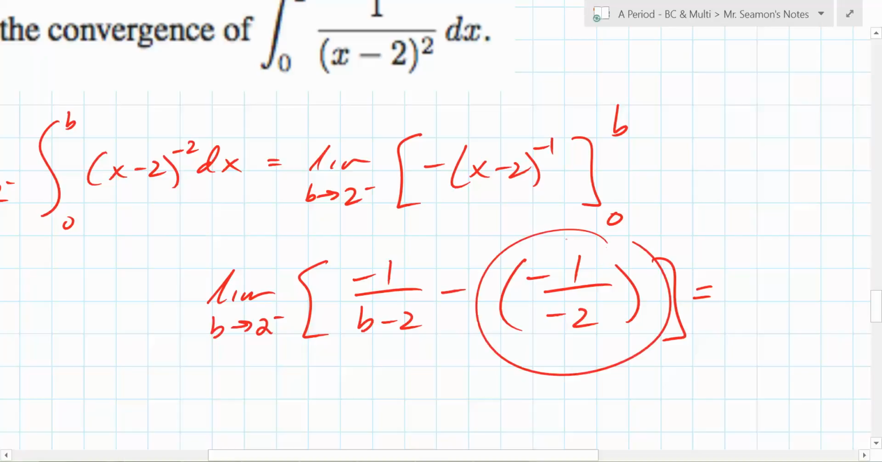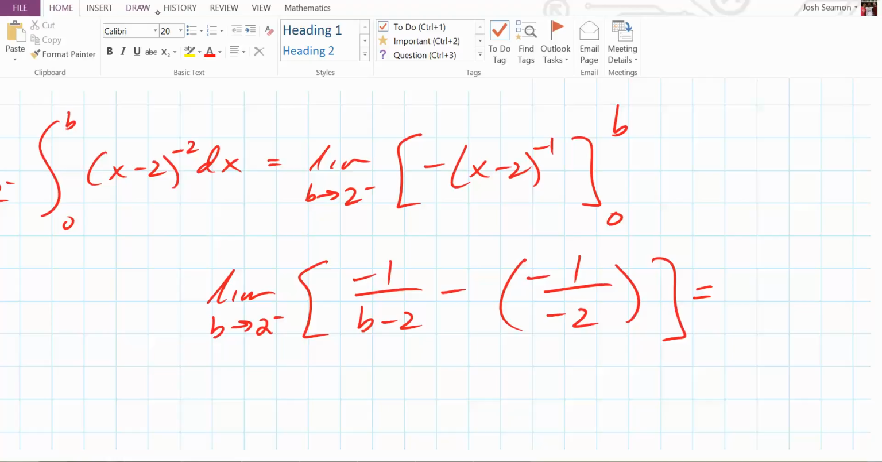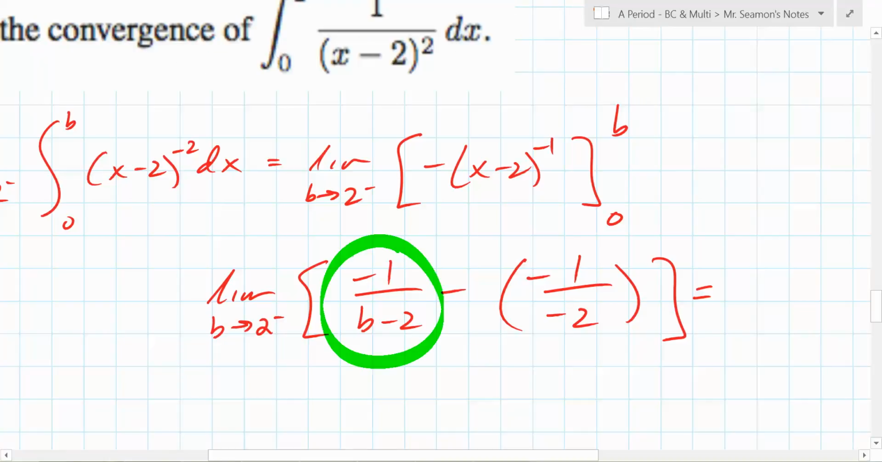Well, we don't really care about this, do we? No, everything comes down to this right here. What happens to what's inside the green as you go to 2 from the left? It gets really, really big. So what does this go to? Yeah, you're going from 2 to the left, so it's like 1.99999. When you subtract 2, you get a really small negative number. What's negative 1 divided by a really small negative number? So what does that limit go to? It goes to infinity. So this thing goes to infinity.